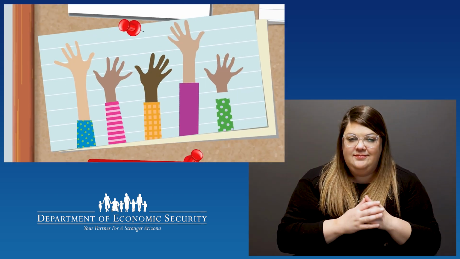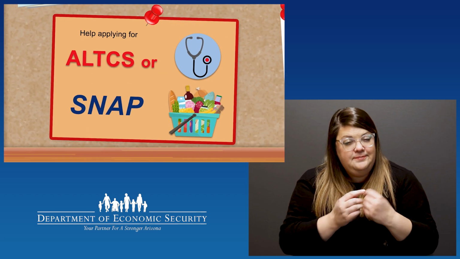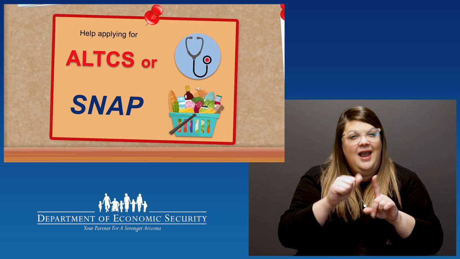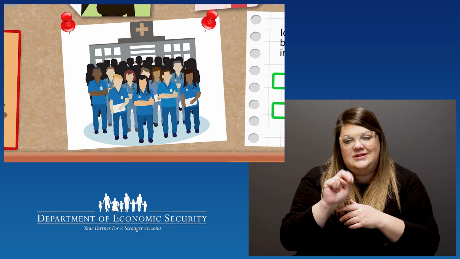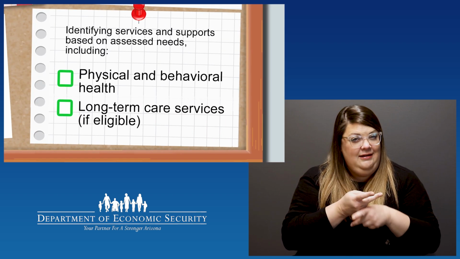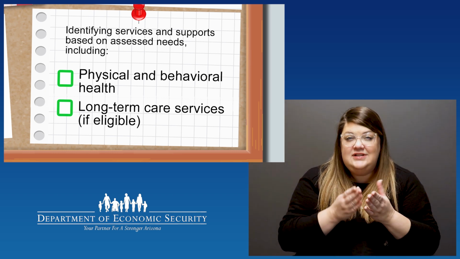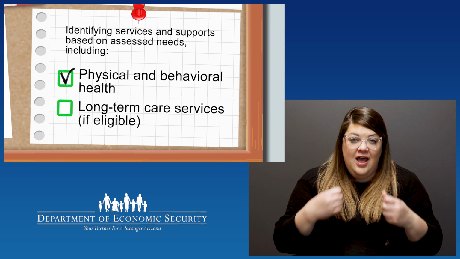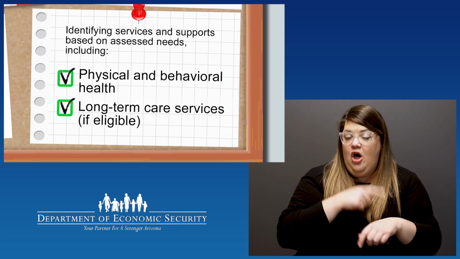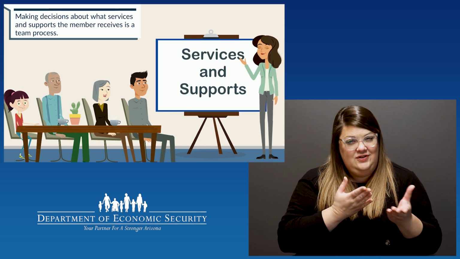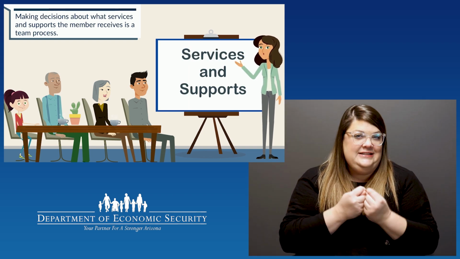answering questions asked by the team, assisting the member in applying for other programs such as ALTCS or SNAP, helping with problems the member has in obtaining care, identifying services and supports based on assessed need, including physical and behavioral health, and if eligible, long-term care services. Making decisions about what services and supports the member receives is a team process.